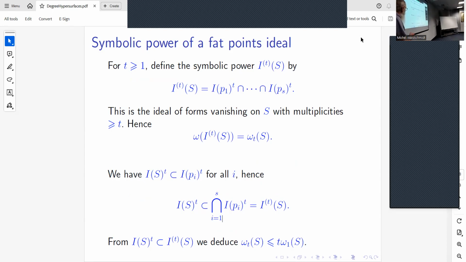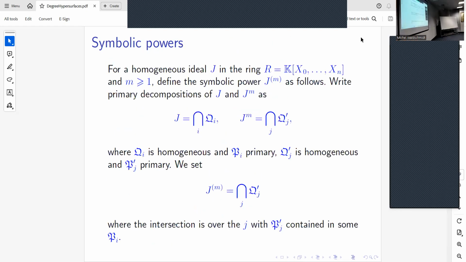So we want to compare the ideal I(S) to the T, the classical power of the ideal, and the symbolic power of the same ideal. We have one contained in the other, and the fact that we have containment means that omega of the symbolic power is less than T times omega of S. That's why I'm interested in the opposite direction. So I define symbolic powers for the fat point ideal.